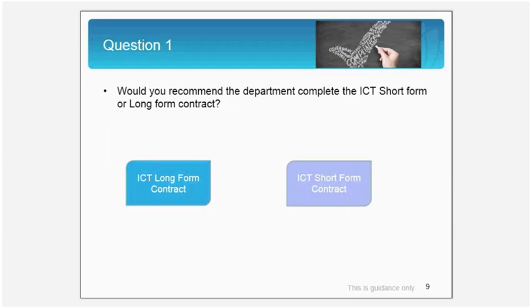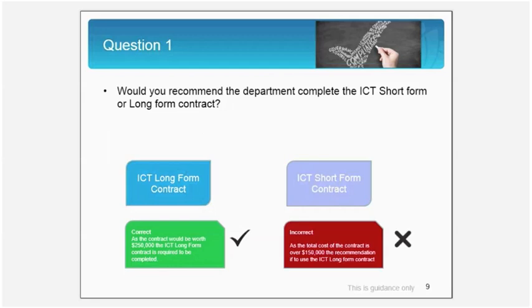At the onset, the first basic question which needs to be addressed is, which form would you recommend the department to use? The ICT long form contract or the short form contract? The correct answer is the ICT long form contract, as the work being engaged in is worth $250,000, which is over the $150,000 mark. The short form contract is used for contracts which are under $150,000.